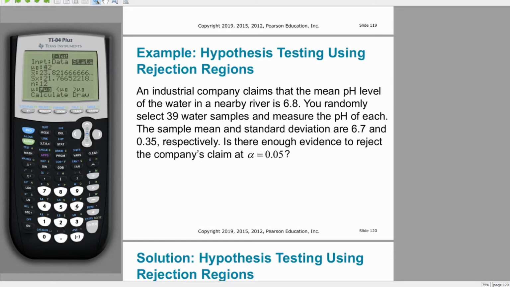So the mean we're comparing to is 6.8. The value x bar that we got from our sample is 6.7, which is very close, and our standard deviation is 0.35. So you should notice that even though they're very close, just empirically, there's not a whole lot of variation in here. So it might make sense that they look like they should be near each other, but they might not be near enough. We'll have to see based on our test.